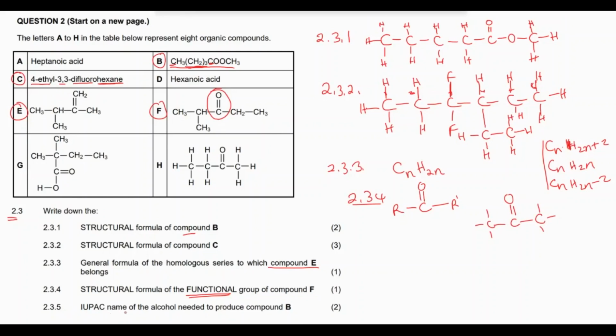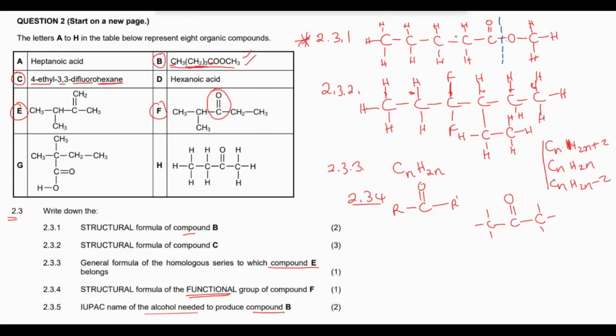Right. The IUPAC name of the alcohol needed to produce compound B. Like I said, we said that compound B is what? This is compound B. We talked about it. Okay, this is an ester which comes from the reaction of carboxylic acid and an alcohol. So you can actually divide this molecule into two parts, right? So what you do, you cut here where there's the single bond. The carbon is bonded to two oxygens here. It's bonded to an oxygen with a double bond and also an oxygen with a single bond. So you divide where there's a single bond like this.